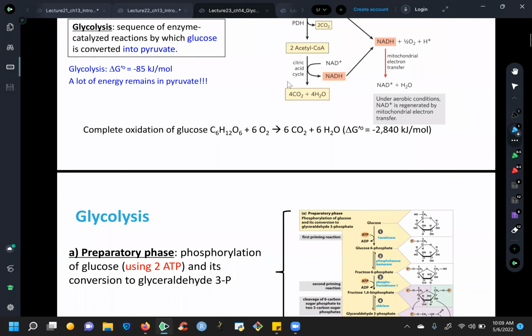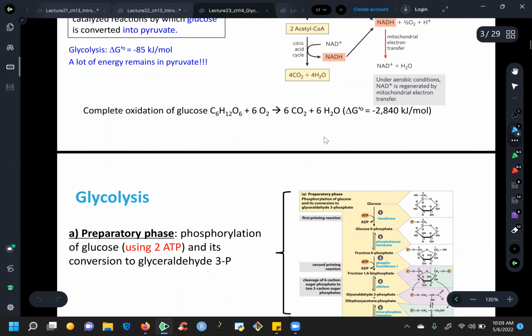Complete oxidation of glucose. So you have C6H12O6, that's glucose, plus 6 water molecules. So I would make a flashcard with this equation if you don't have this down. So when you have 1 glucose molecule plus 6 oxygens, you get 6 carbon dioxides plus 6 waters.